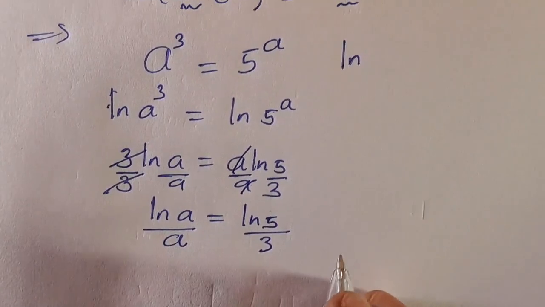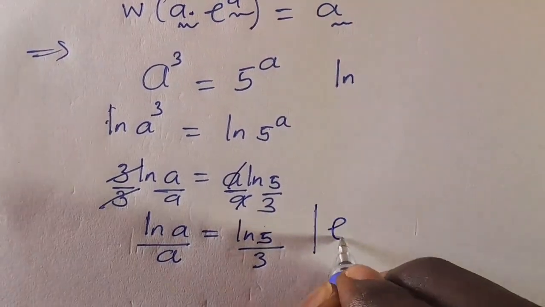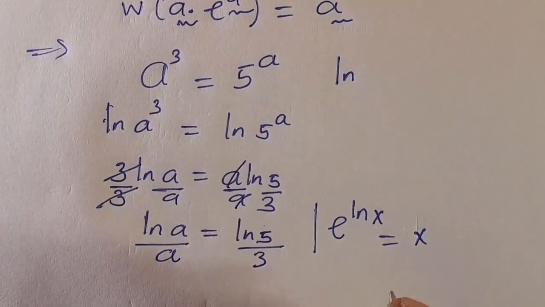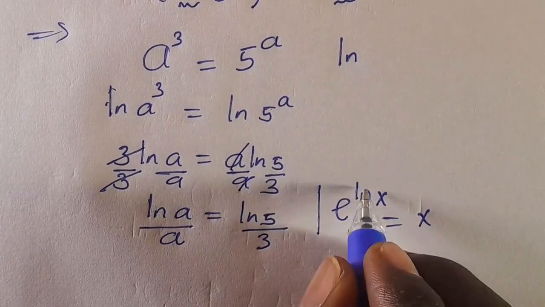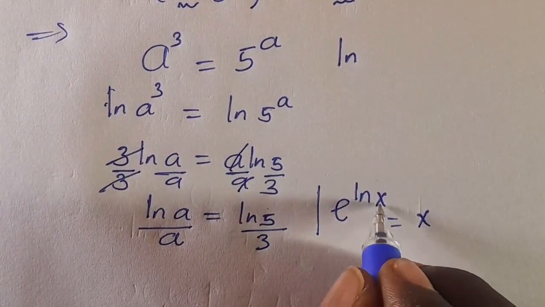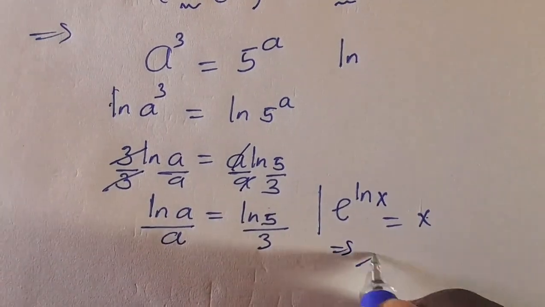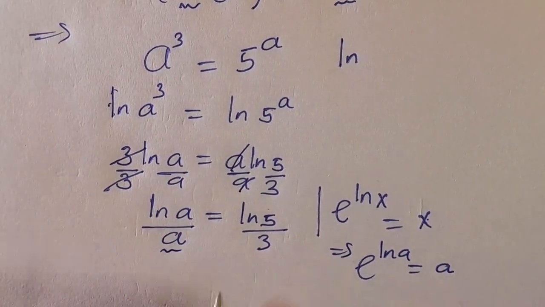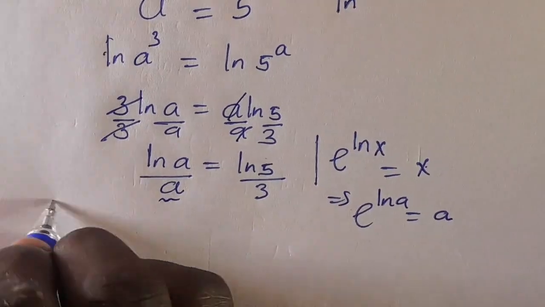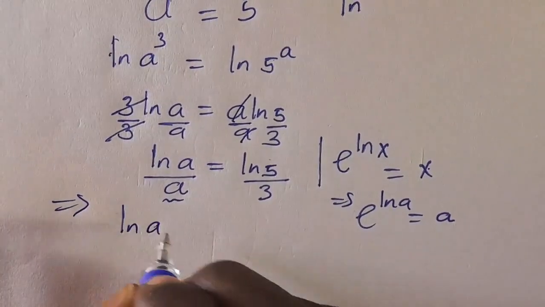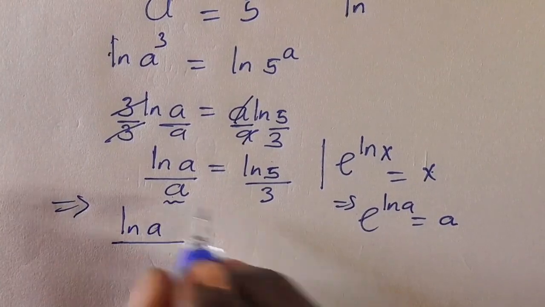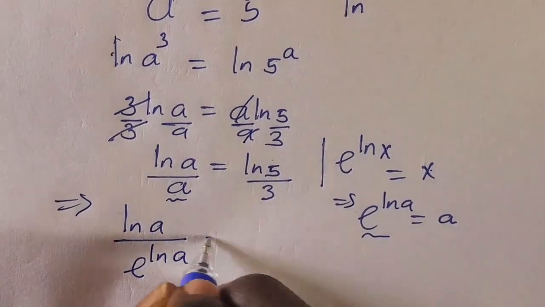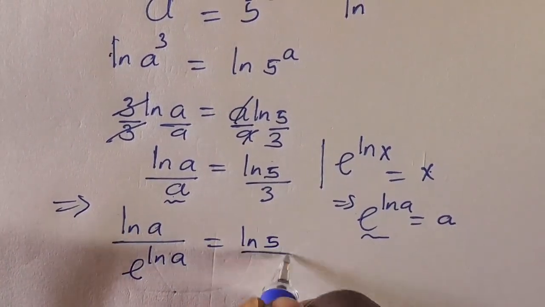Now guys, we got to recall that when you have e to the power of ln of x, this will always give us back our x, because the exponent and the natural log normally cancel out. This implies that when you have e to the power of ln of a, this will give us back our a. So by applying it to this, we are going to have ln of a divided by, instead of this a, we replace it with e to the power of ln of a, equals ln of 5 divided by 3.